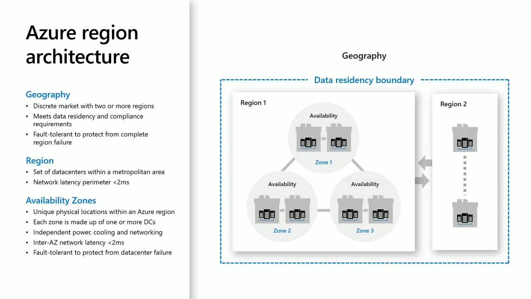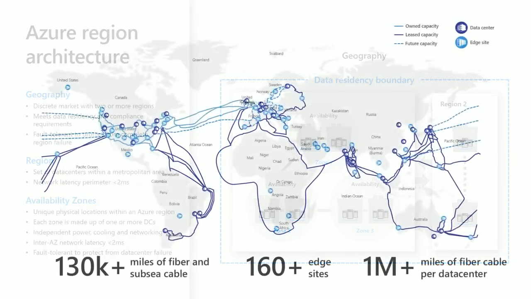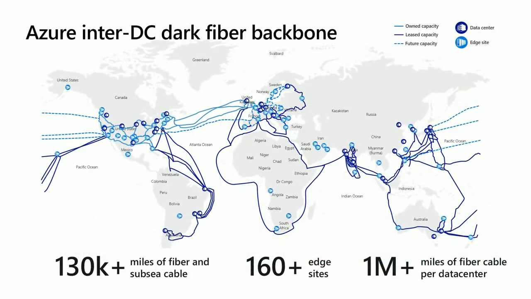And so this is the way you provide high availability as opposed to the disaster recovery you get with the region pairs. When you take a look at the way that we're connecting these things together, we've been building out over the last 2 decades a dark fiber network, which is one of the largest on the planet. You can see that we've got 130,000 miles of cable connecting our regions together.